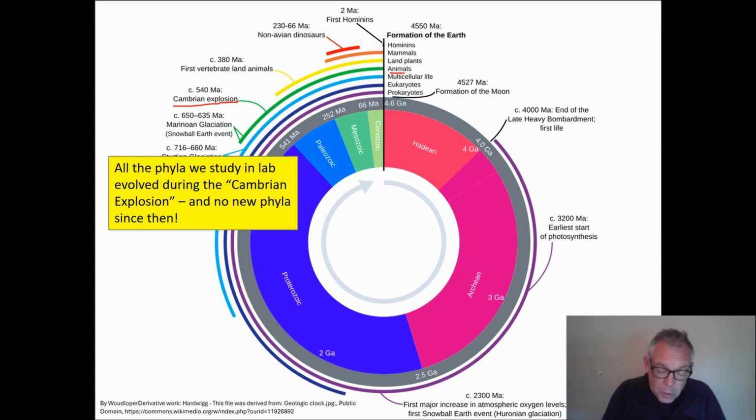And all those animal taxa, all those animal phyla that we study in lab, they all popped up around this time. And then there's been no really new ones since then. So it's kind of interesting. It's not like, this one popped up and this one popped up. They all kind of showed up at the same time. So that's pretty interesting. That was about 540 million years ago.